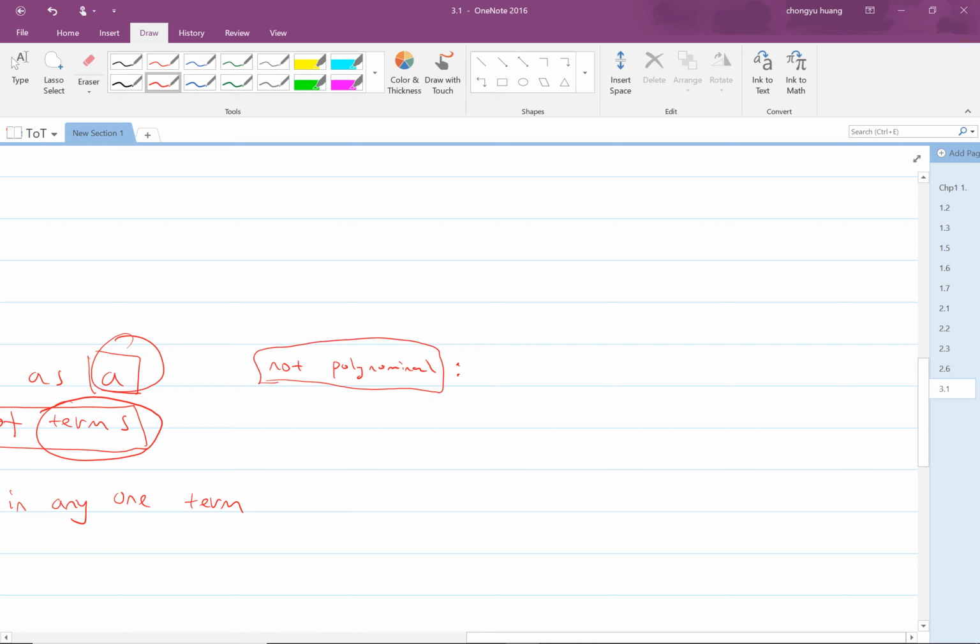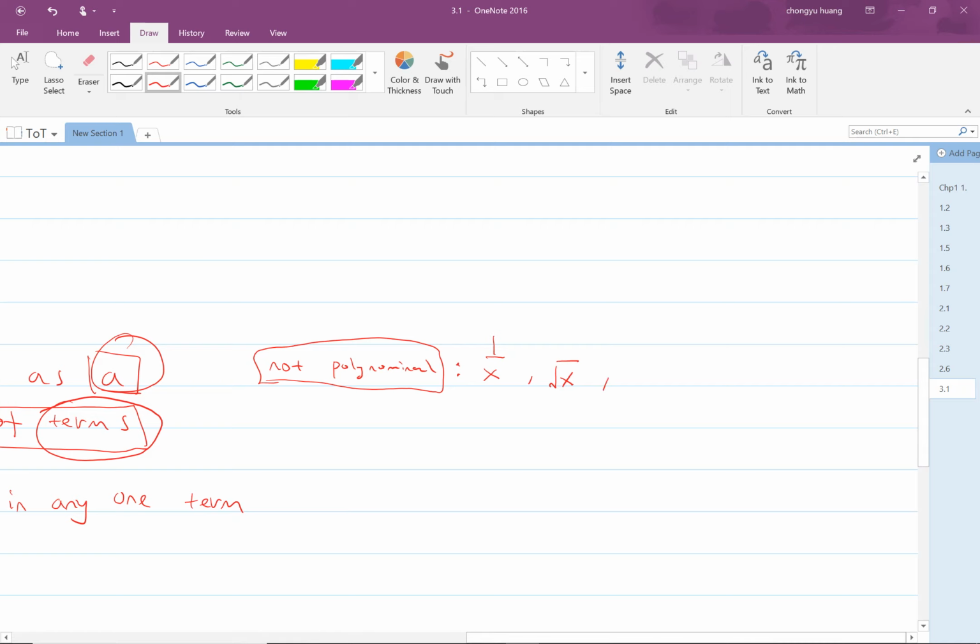For example, we got something like 1 over x. Just memorize that 1 over x is not a polynomial. And you also got something like the root of x, which is also not a polynomial. So in those two cases, whenever you see 1 over x, that is not a polynomial, and whenever you see the root of x, it is also not a polynomial.